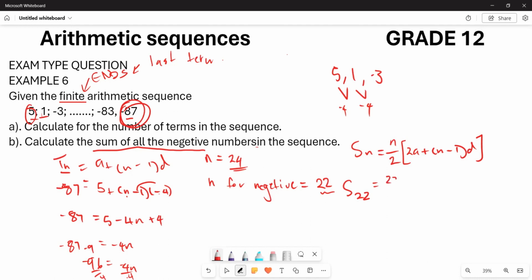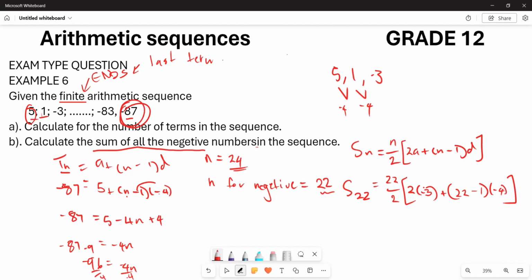Then now this is going to be the same as 22 divided by 2, open bracket, 2 times what is the value of your a? Remember that the value of your a now, because you are looking for the negative numbers, is going to be the negative 3, because that's the first term to be negative. So this is going to be the negative 3 plus n, which is 22, subtract 1, close brackets. And then the difference is still the same, right? The difference that you are going to use is still negative 4, right? So basically this is what you are having.